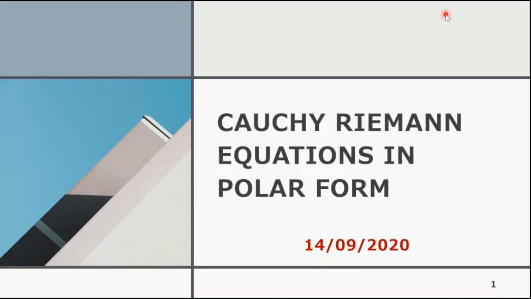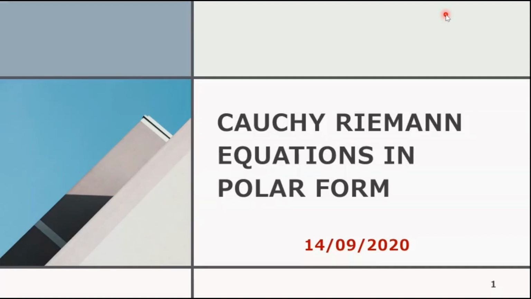Now, till now we have seen the CR equations, or Cauchy-Riemann equations, in Cartesian form, that is, in terms of x and y. Now we are going to prove the Cauchy-Riemann equations in the polar form. What is the polar form? What are polar coordinates?